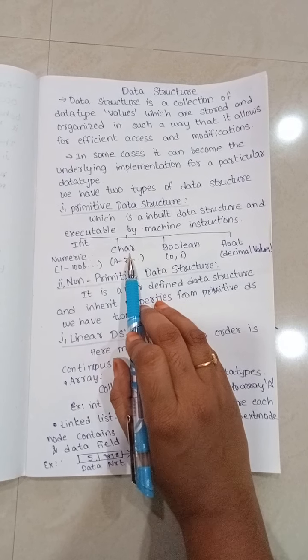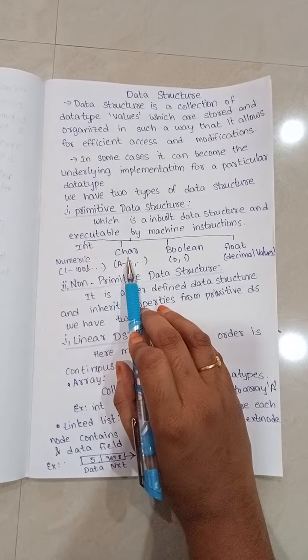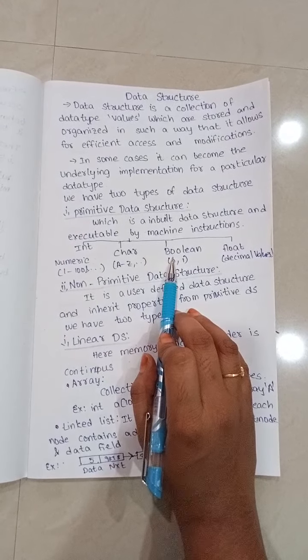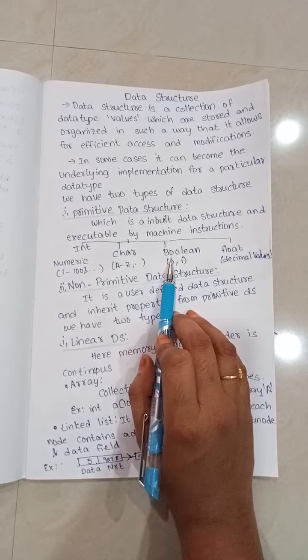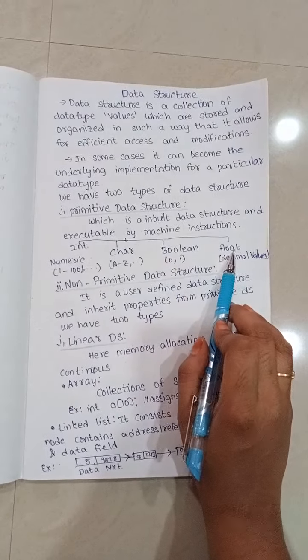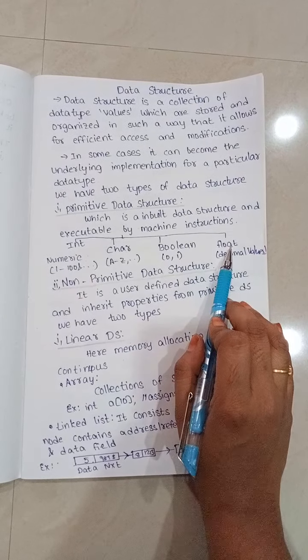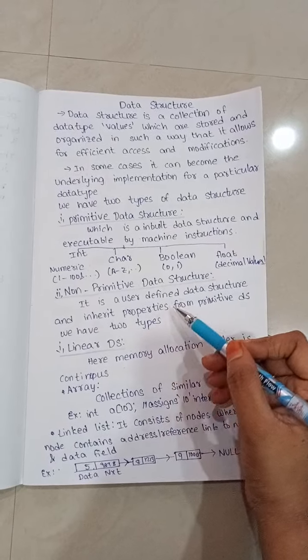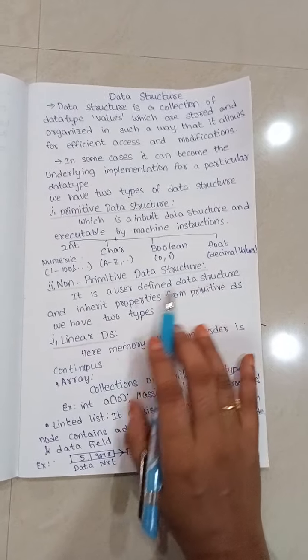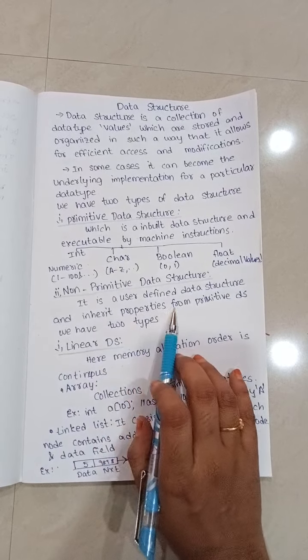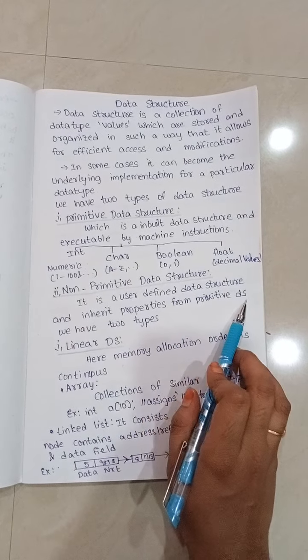Next one is char. It is used to store the alphabets in it. Next one is boolean. Here we are storing the boolean values like zeros and ones and series of zeros and ones. Next one is float. It is used to store the decimal values in it. Second one is the non-primitive data structure. It is a user-defined data structure and it inherits the properties from the primitive data structures.